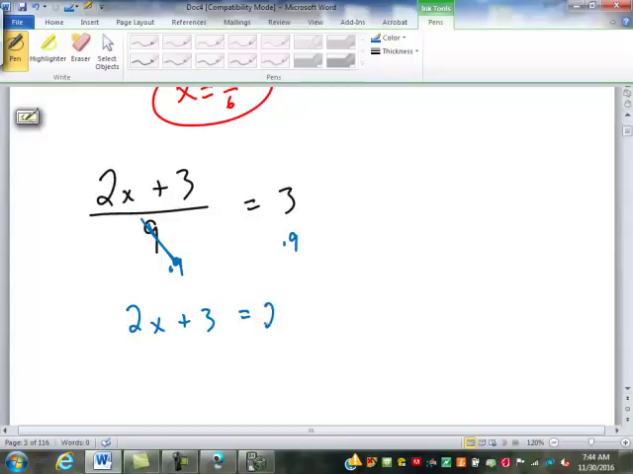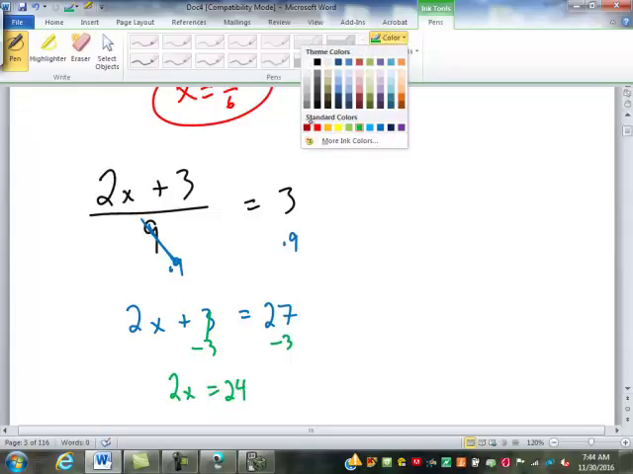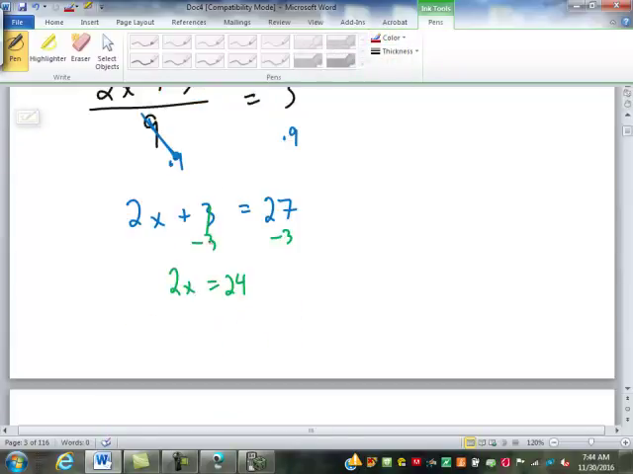3 times 9 is 27. Then what? Subtract 3. 2x equals 24. And then divide by 2. X equals 12. Any questions?